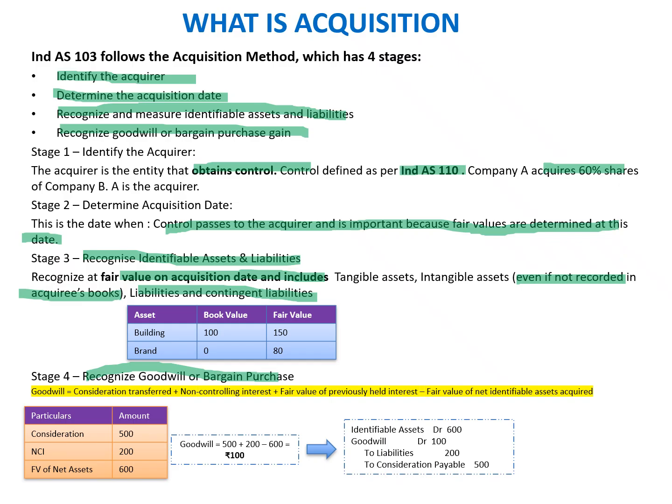But the concept here is that acquisition happens in 4 stages. First, we have to identify the acquirer. Then we have to determine the acquisition date. This is the most important date because this is the date on which the assets and liabilities would be recognized at fair value. And then we have to recognize the goodwill, which is the resultant amount once we have the consideration amount and the net identifiable assets available. Goodwill or capital reserve, that is the result. So we'll move to the next slide.